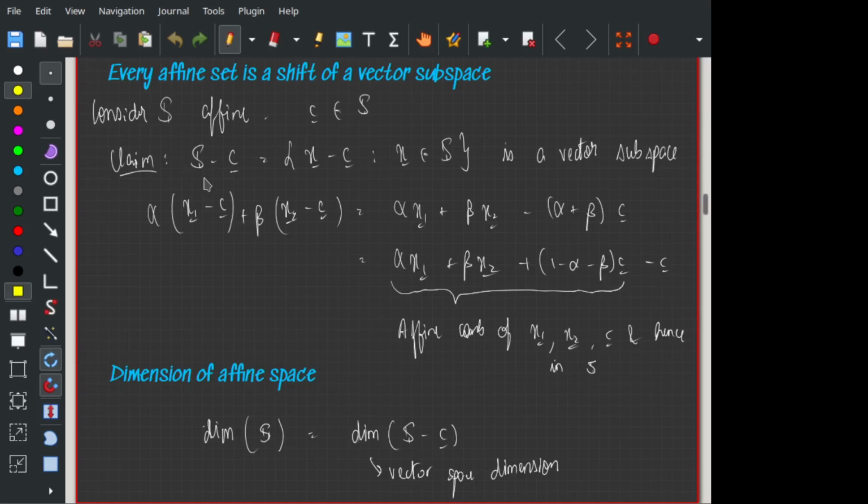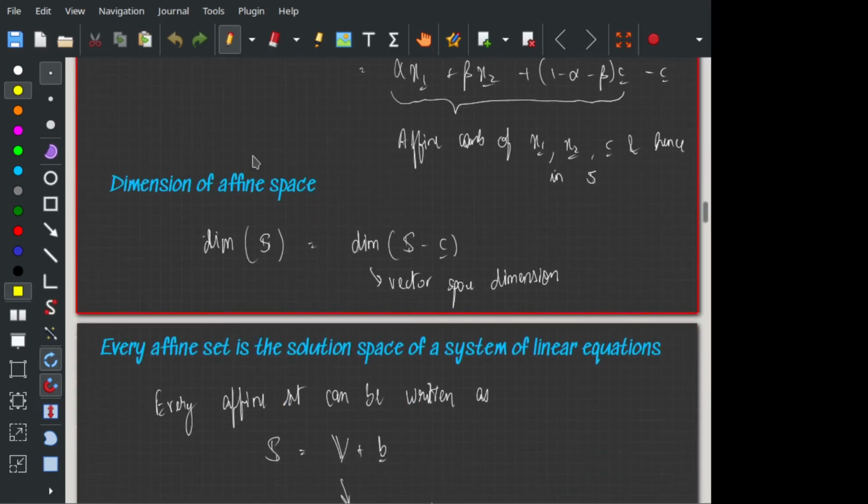So in particular, if S is an affine set and C is any point from this set, then S minus C is always going to be a vector subspace. Right? And the dimension of this vector subspace is called the dimension of the affine space. Okay. So think of it the following way.